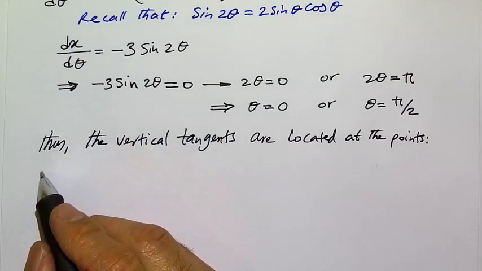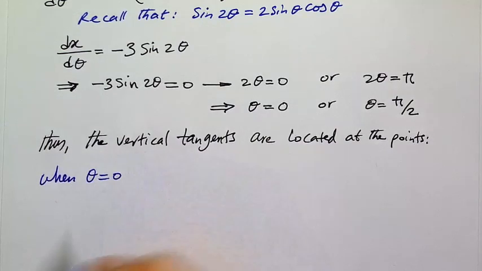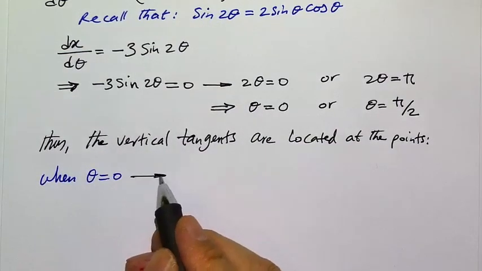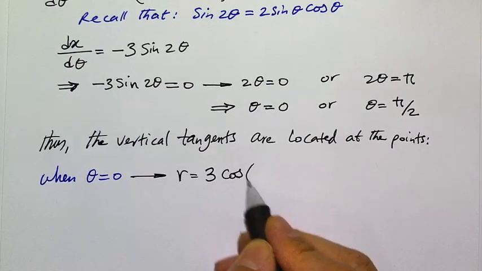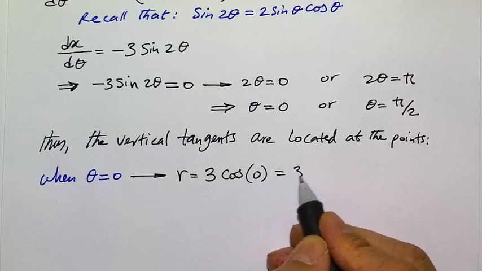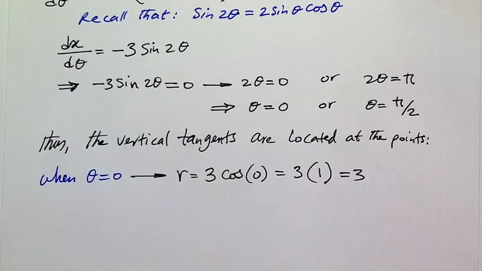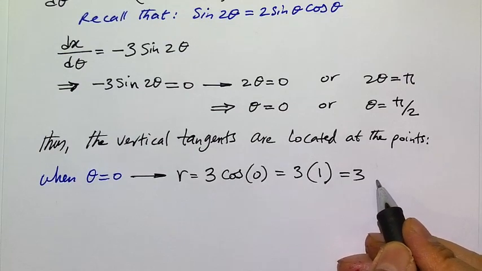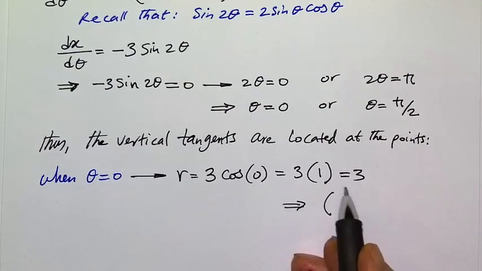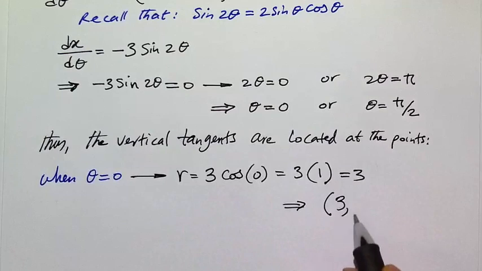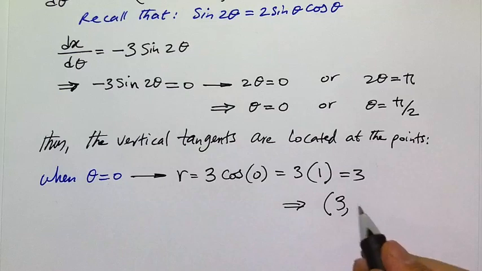So when theta equals 0, r equals 3 times cosine of 0. Cosine of 0 is 1, so we get 3. So therefore we have the point. This is r, which means the point at which we have this vertical tangent is 3 comma theta being 0, right? 0.